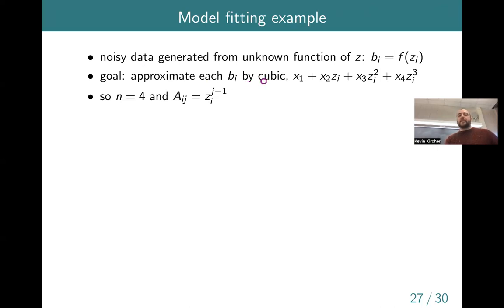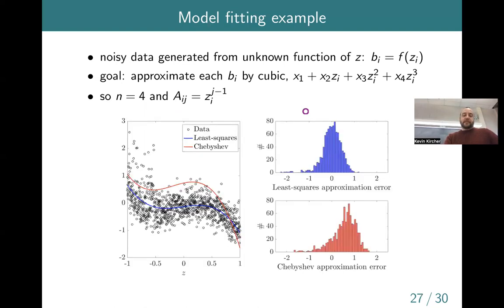And then we want to approximate this function f by a cubic. So we want that form to be basically x1 plus x2 z plus x3 z squared and x4 z cubed. So now we have 4 decision variables, x1 through x4. That's the dimension of our problem. And the matrix that we're using here, our feature matrix, is just made up of all of the polynomial terms that show up in here. So we have a z to the 0 term, z to the 1, z to the 2, and z to the 3 terms here. I'll just compare how the least squares fit looks and how the Chebyshev approximation fit looks.